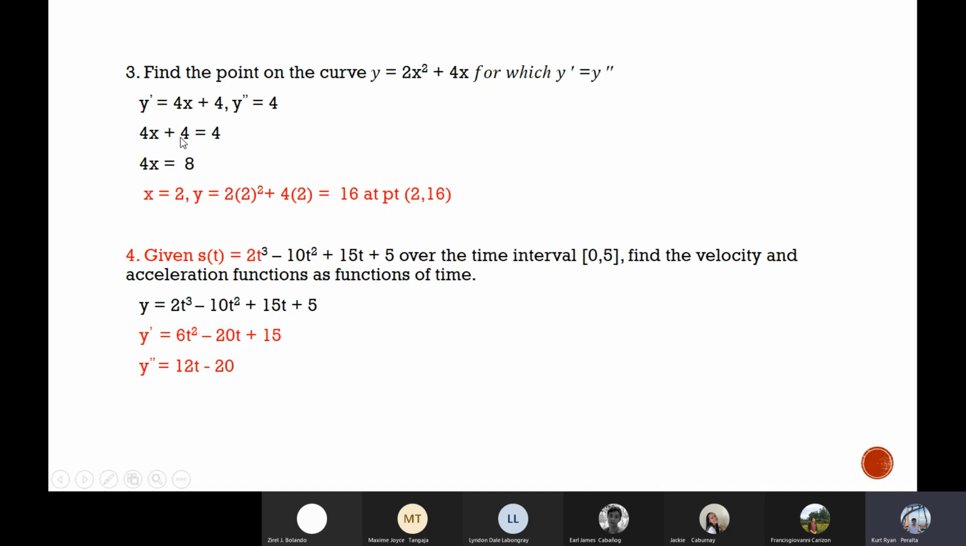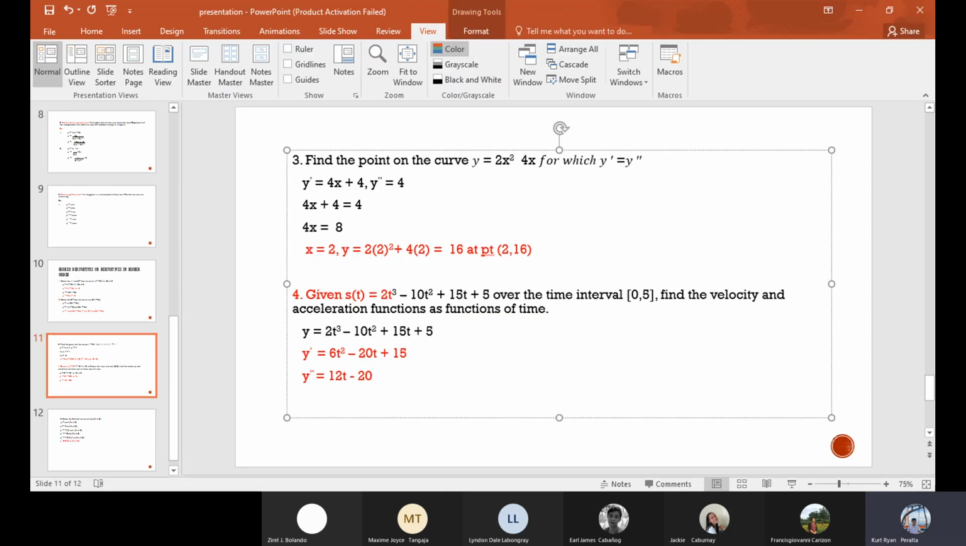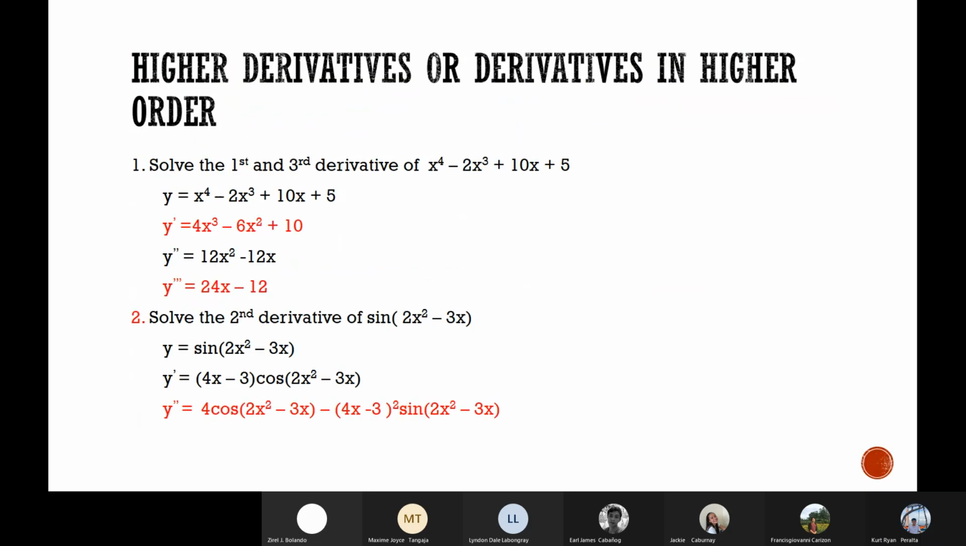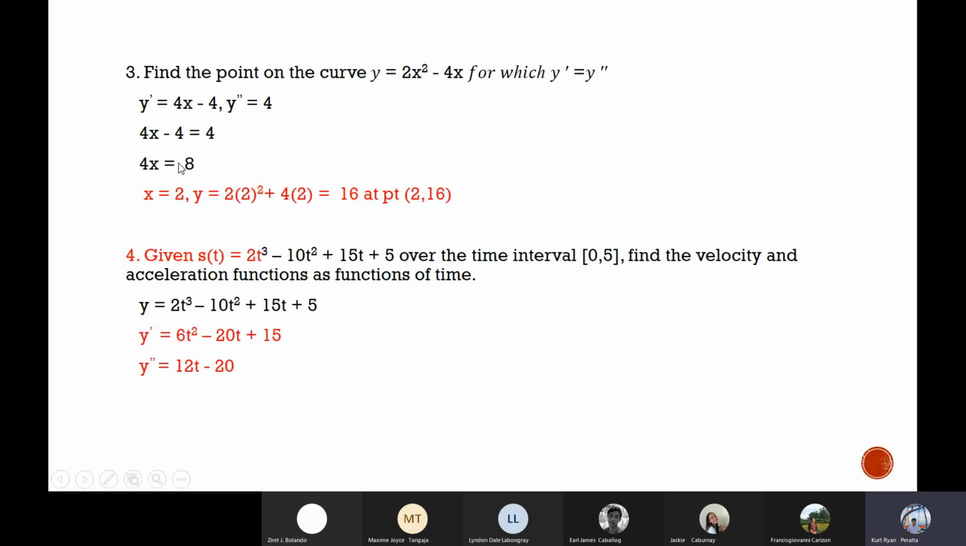Sorry guys, I made a mistake. It should be 4x plus 4 equals 4, so minus 4 on both sides. Minus 4x, then minus 4. So 4x is equal to 8. And then dividing the whole equation by 4, x is equal to 2.